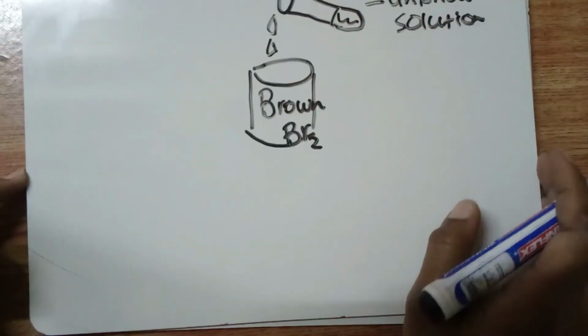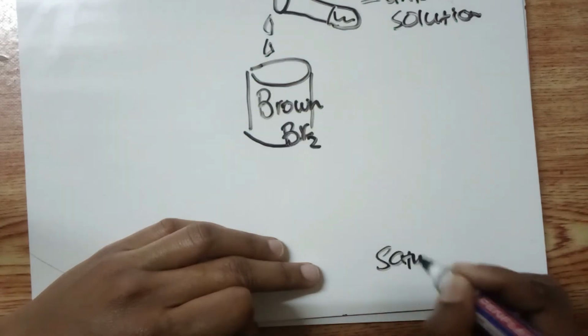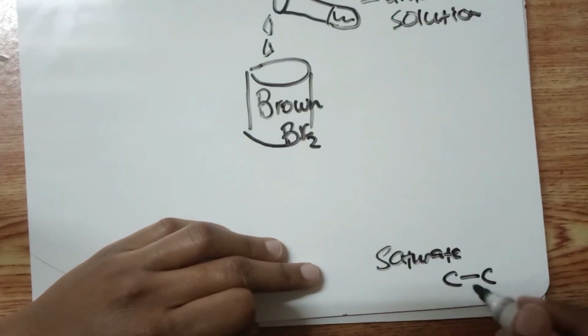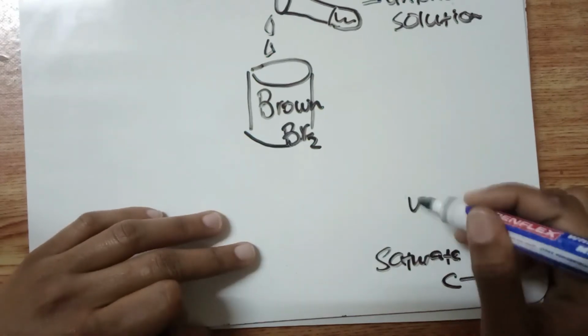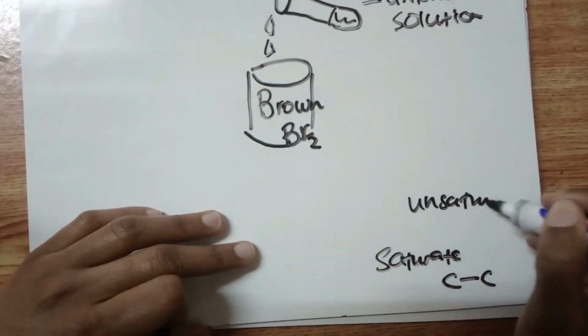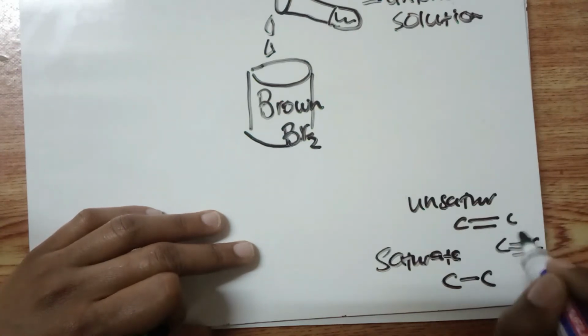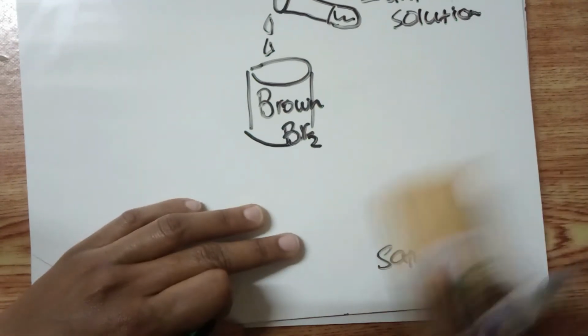Remember, saturated means that we only have carbon to carbon single bonds. Unsaturated, on the other hand, means we can have either double bonds between those carbon atoms or triple bonds. So that's how you differentiate between the two.